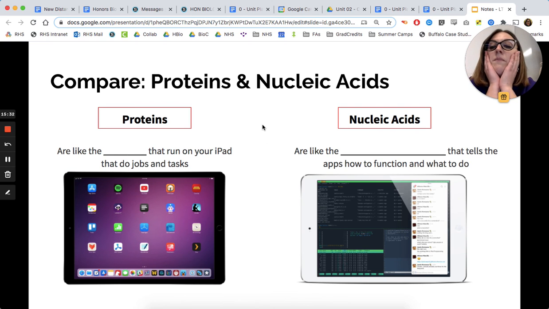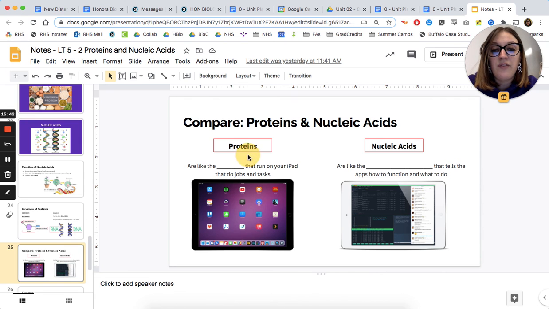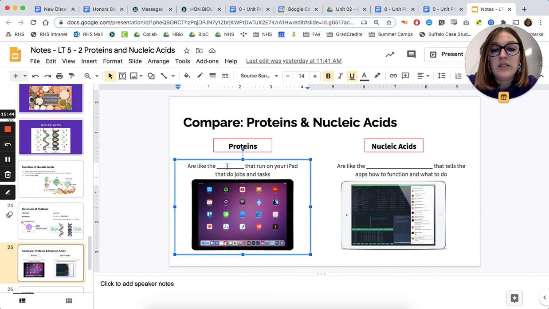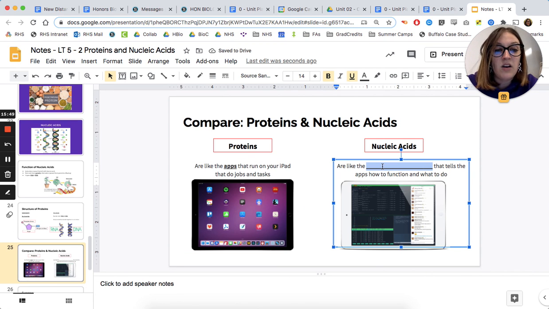One way you can compare and contrast proteins and nucleic acids, I forgot to fill in the words, I did. So proteins and nucleic acids, I think a really good analogy to use for these is the fact that proteins are like the apps and nucleic acids are like the coding software.